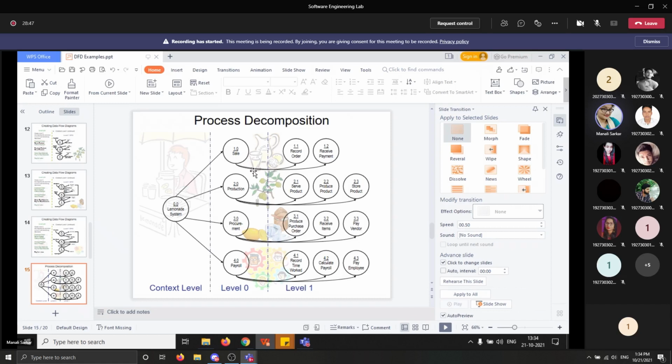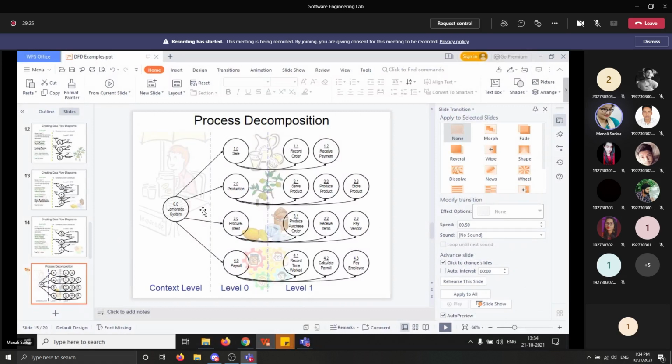Now how is it selling? It is selling by keeping the record of the order and receiving the payment. Similarly, it is showing production. So it is giving the production based on serving the product, producing the product, and storing the product. And procurement, it is giving by purchase order, receive items, and pay vendors. And payroll is giving record time worked, calculate payroll, and pay employees. So in this way, it is further getting subdivided.